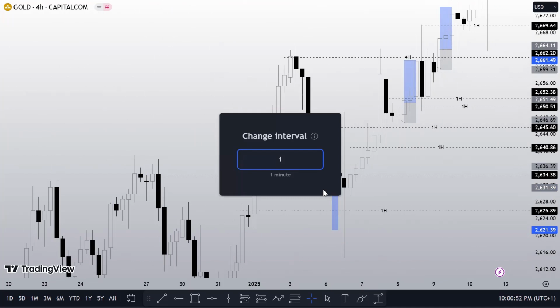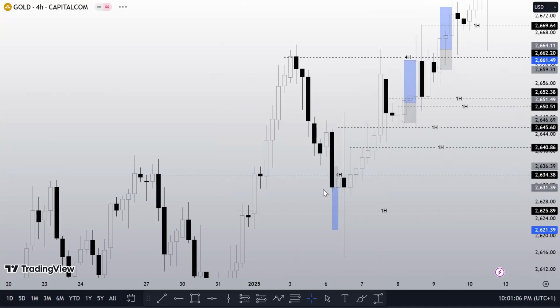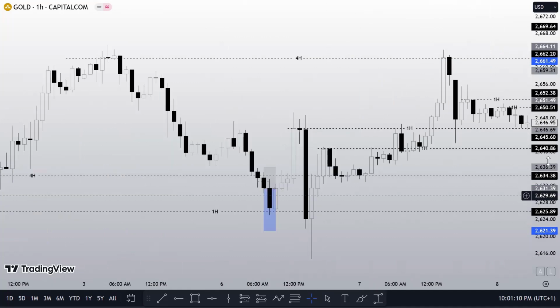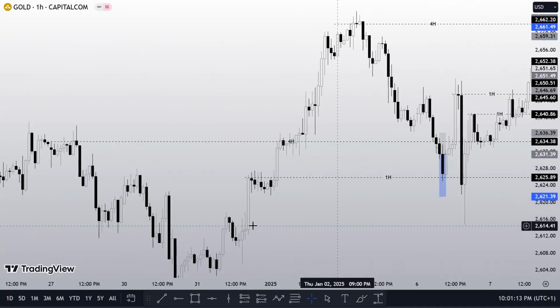If you go down to the 1 hour, because I plot out my zones on the 1 hour, the 4 hour, and sometimes on the 1 day and the 1 week just to know the bias. For the 1 day and the 1 week, I plot those zones to know the bias, but mostly I trade off the 1 hour and the 4 hour zones. So going over to the 1 hour, we can see picture clear that we have a 1 hour zone right here.